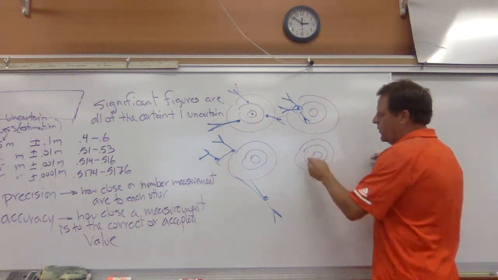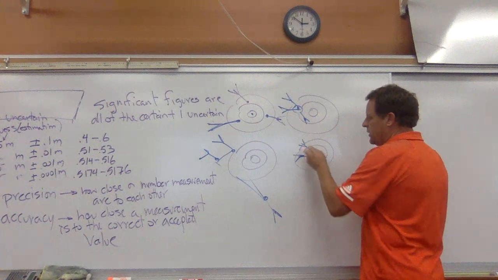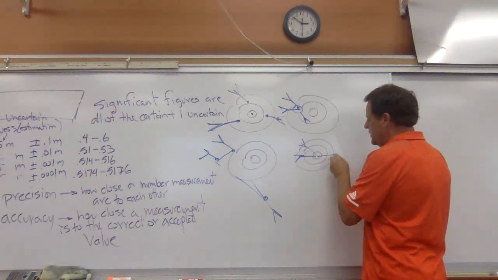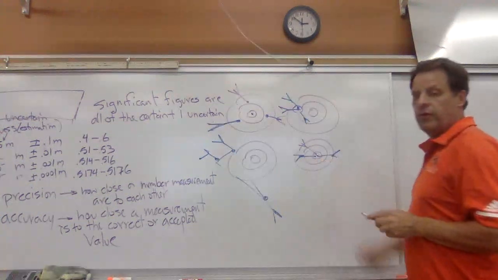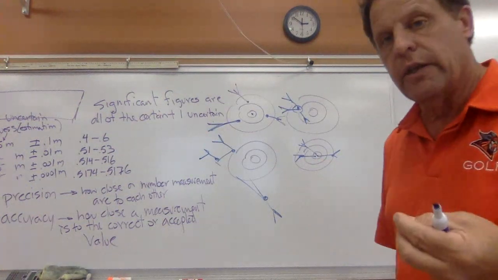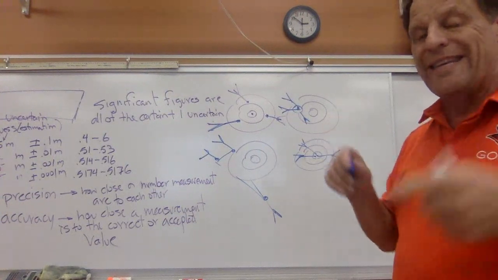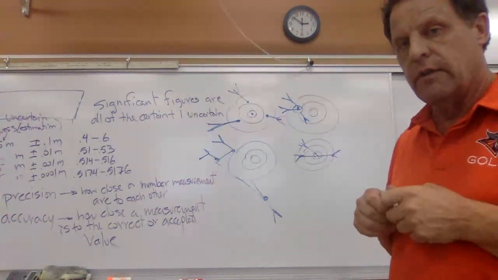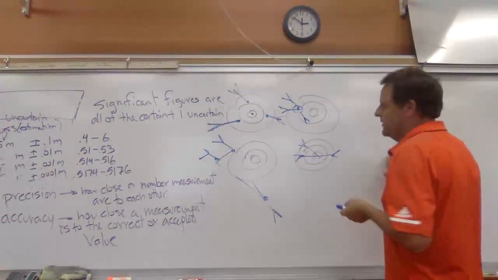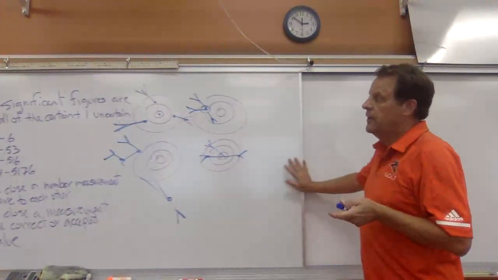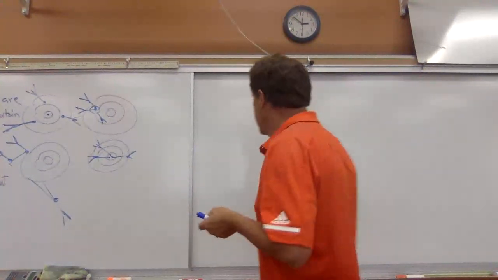So what we're really aiming for in any series of measurements is, for example, if we were aiming for the middle, we had 3 darts, they're really close together. That means they're more precise, but they're also within the target. That means they would be accurate. All right, so that's kind of the basis for the idea behind significant figures, okay?